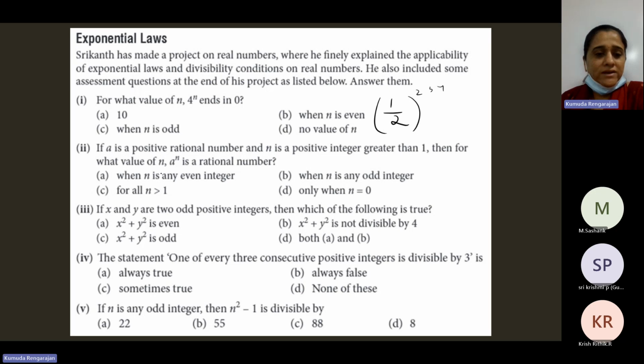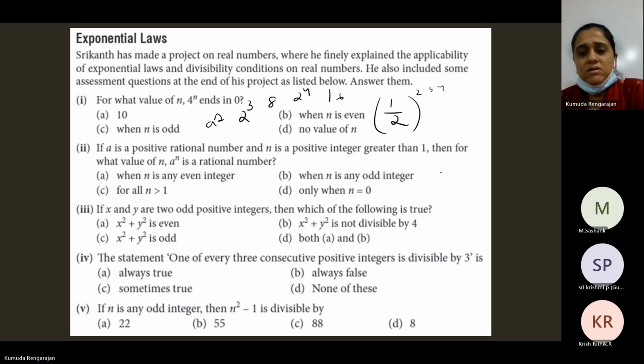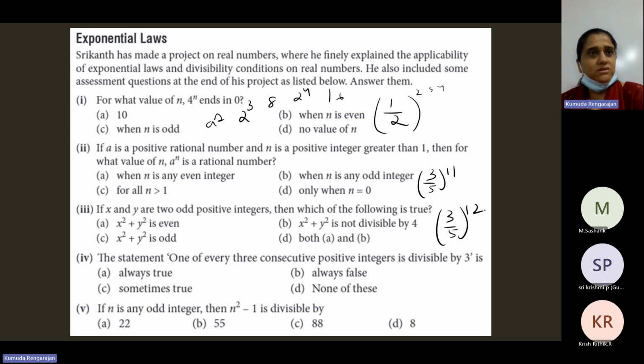Then for what value of n is a to the power n a rational number? So n can be any value. For a to the power n to be a rational number, n can be even or odd. So like 2 to the power 3, 8, 2 to the power 4, 16, rational. Or say 3 by 5 to the power 11 will be rational only. 3 by 5 to the power 12, rational.